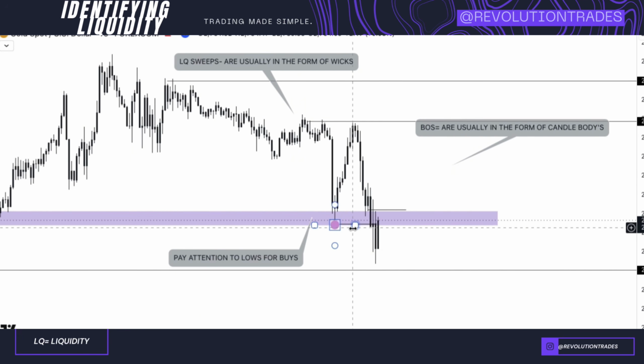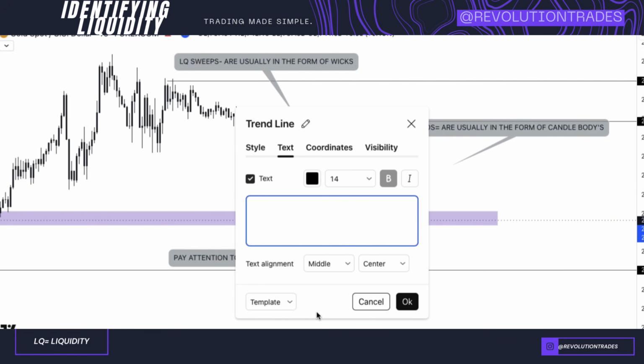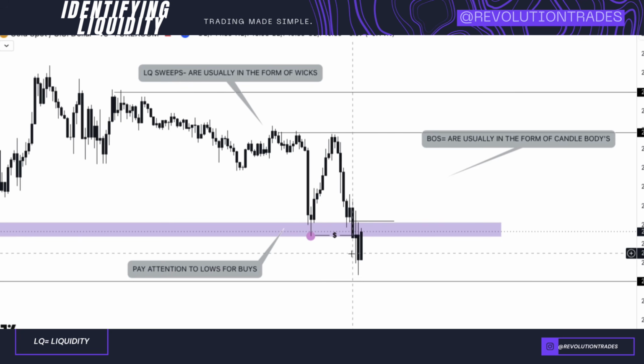And now you can classify this as what, guys? A liquidity sweep, okay? And you're probably like, wait, didn't you just say that liquidity sweeps are usually in the form of wicks and candle bodies? And usually they are, okay? But sometimes when price takes this low out and I see that it holds after taking this low out, I just already assume that it's a liquidity sweep.